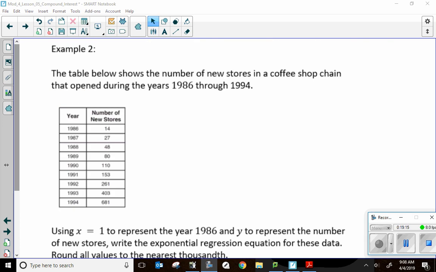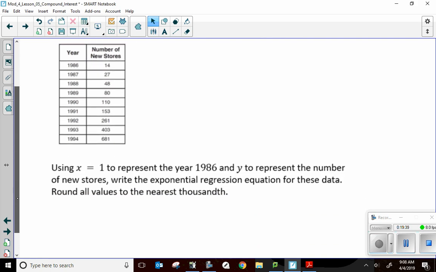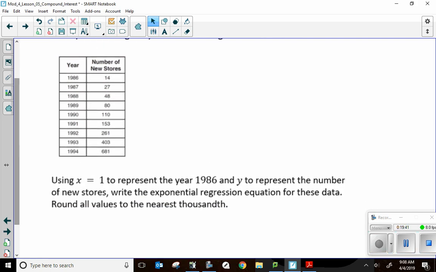Example 2. The table below shows the number of new stores in a coffee shop chain that opened during the years 1986 through 1994. Wow, that had to be quite the boom because now there's coffee stores everywhere. All right, and there's our table. Our years are 1986 on the left and the number of stores on the right. Using x equals 1 to represent 1986. So right off the bat, this is my x value. 1986 is 1. And y to represent the number of new stores. This is my y value.